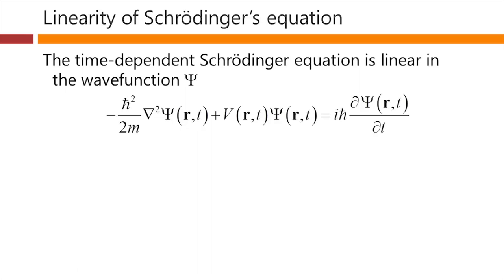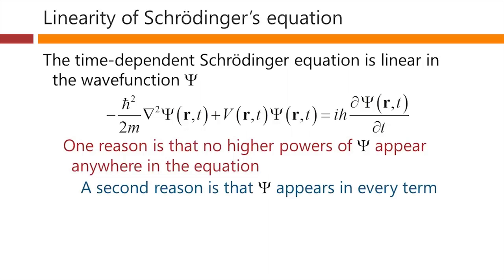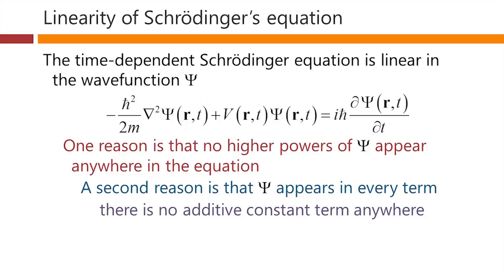The time-dependent Schrödinger equation is linear in the wave function amplitude psi. One reason that we can say it's linear is that we see no higher powers of psi anywhere in this equation. We've got psi here, we've got psi there, we've got psi here, but we have no psi squared or psi cubed. A second reason why this equation is called linear is that psi appears in every term. There's no additive constant term anywhere. And that allows this equation to be linear in the full sense of what we mean by that term.